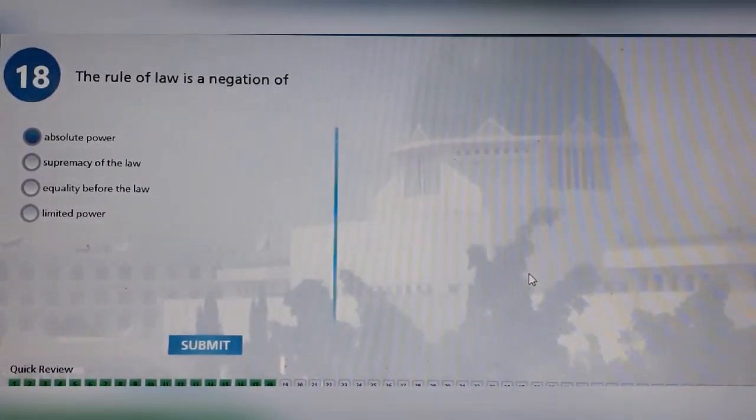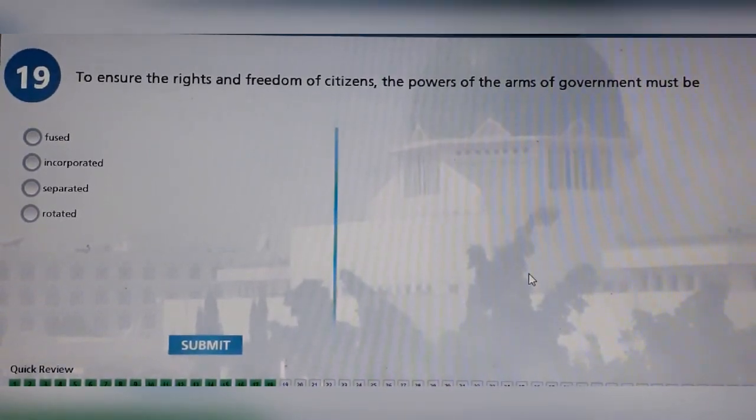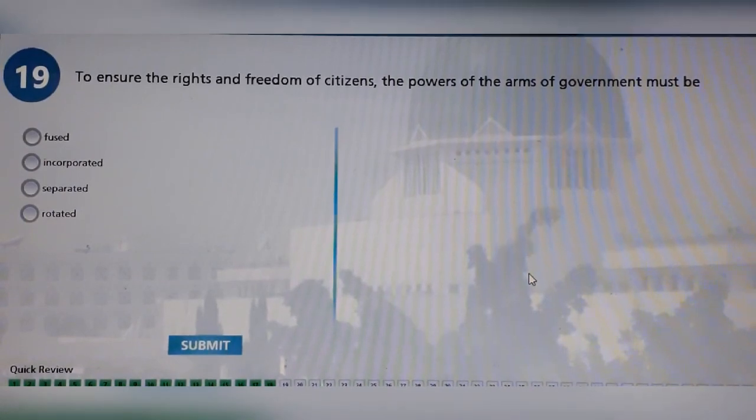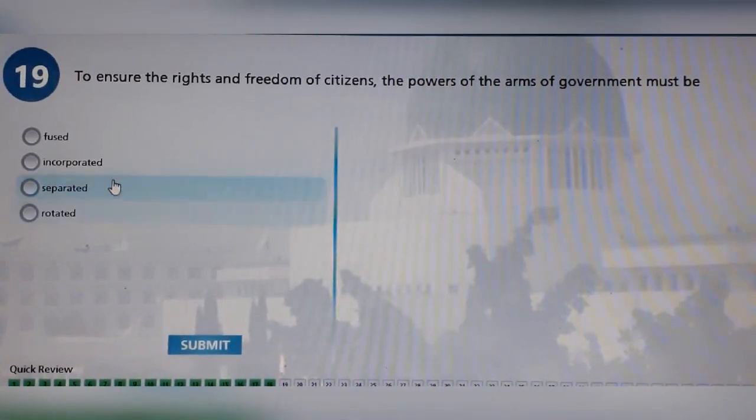They conflict with each other. Number 19 says, to ensure the rights and freedom of citizens, the powers of the arms of government must be A, fused, B, incorporated, C, separated, and D, rotated. Of course, this is a straightforward question. To ensure rights and freedom of citizens, the powers of the three arms of government must definitely be separated, and it is our option C.